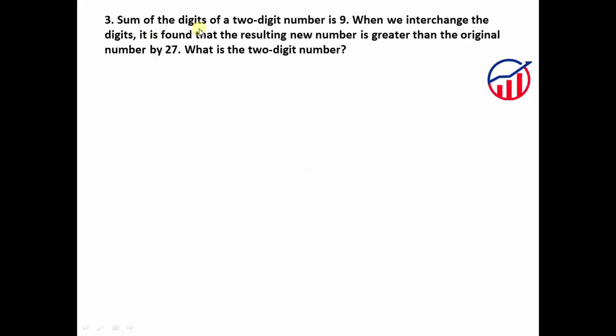Third question: the sum of the digits of a 2-digit number is 9. When we interchange the digits, it is found that the resulting new number is greater than the original number by 27. What is the 2-digit number? So let the 2-digit number be 10a plus b, where a and b are the 2 digits. Why are we using 10a plus b? Because 2-digit numbers would be like 10, 11, 12, 13. That is why we are using 10a plus b over here.